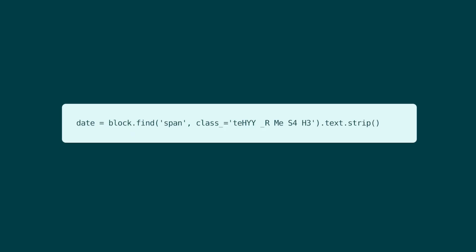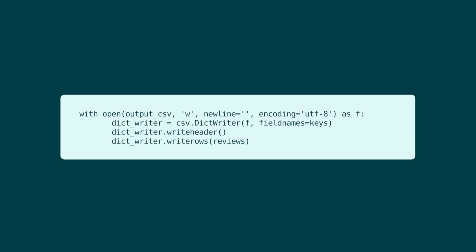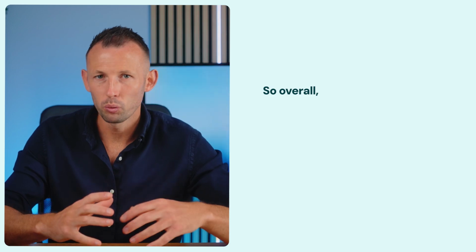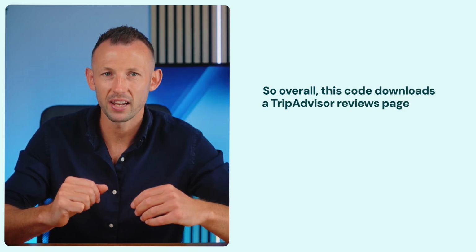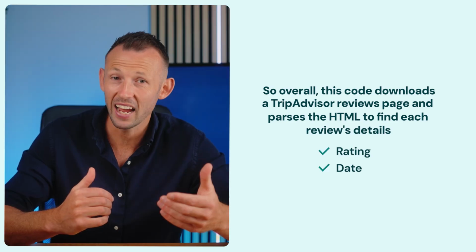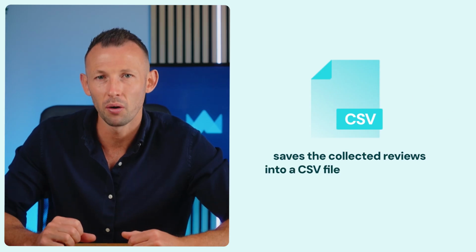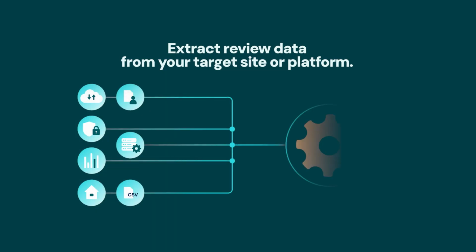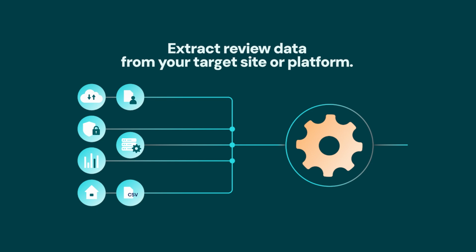This grabs the review date from a span element if available. This captures the actual review content, the core of what you're scraping. This stores the collected data in a CSV file for easy analysis or reporting. UTF-8 ensures international characters don't break. So overall, this code downloads a TripAdvisor reviews page and parses the HTML to find each review's rating, date, title, and text. It then saves the collected reviews into a CSV file for easy analysis. Now, you can use the same process to extract review data from your target site or platform.